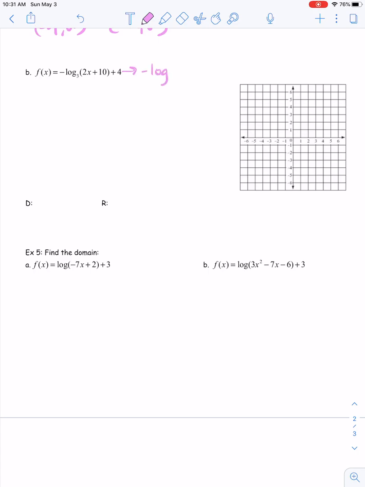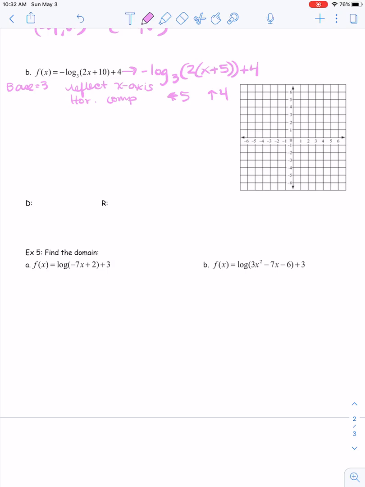Still negative log base 3. Factoring out that 2, I'm going to be left with x plus 5 and then plus my 4 at the end. Okay, so I know my base is 3. And so now I need to list out my transformations. Well, the negative in front means I'm reflecting over the x-axis, so reflect over x-axis. The 2 inside of the parentheses tells me I have a horizontal compression. Remember, anything greater than 1 is going to be a compression for horizontal. I'm going to the left 5, and I'm going up 4. So left 5, up 4.